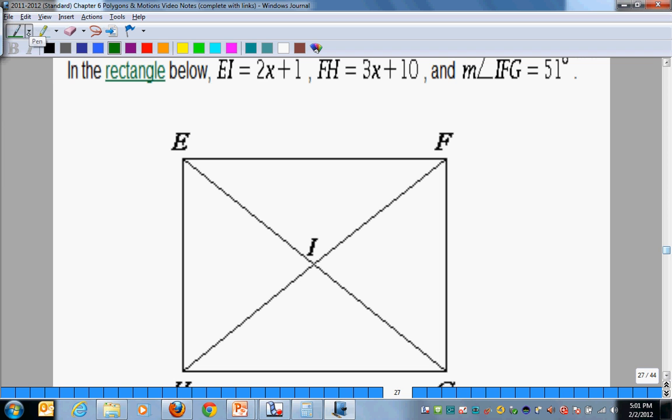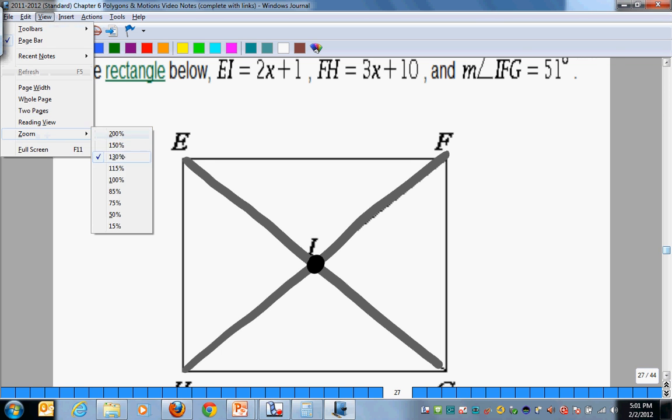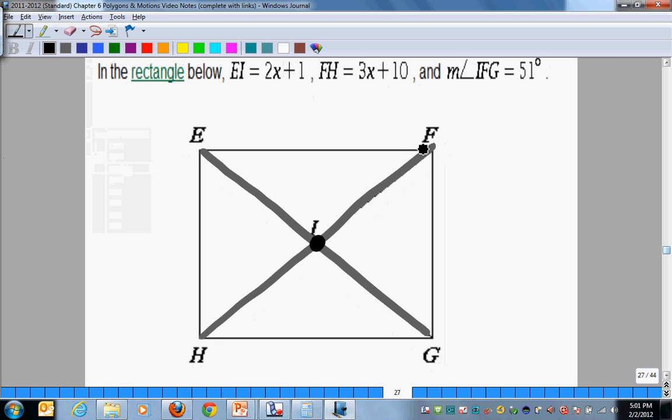We are told if we know that the diagonals bisect each other, that means they go through each other's middle, and the diagonals are equal in length to begin with. We know that this length, F to H, is exactly the same length as E all the way to G. Plus they cut each other in half, which means we're going to create four congruent pieces here. That's an important piece of information. Four congruent pieces.